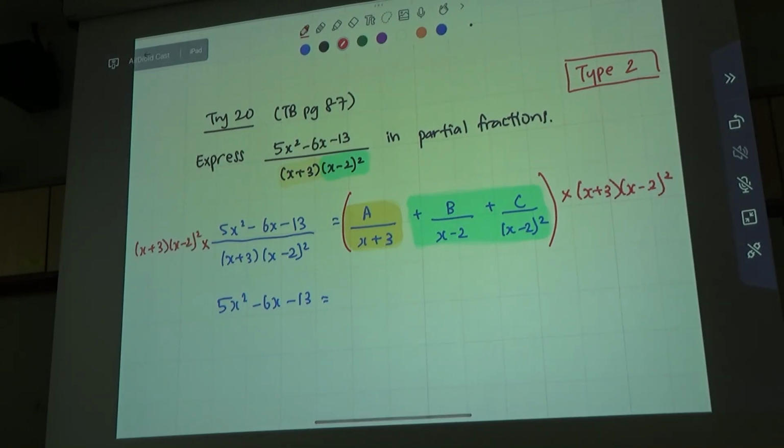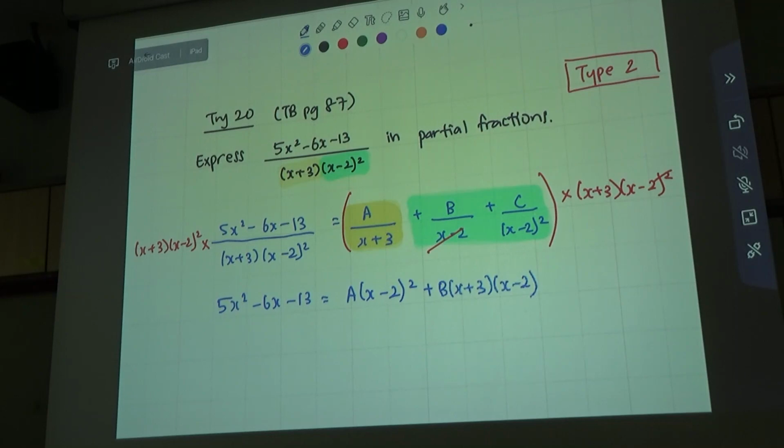Let's see what I am going to get for the one that I boxed up in yellow. When I multiply by x plus 3 times x minus 2 squared, I will get A times x minus 2 squared, as x plus 3 cancels with x plus 3. I remove the cancellation to move on to the second fraction. For B over x minus 2, I only have a single x minus 2, so I can only remove a single x minus 2. Therefore, I'm going to have plus B times x plus 3, x minus 2.